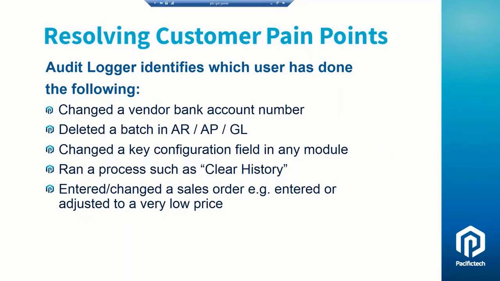since the early 2000s. But what we were hearing from Sage 300 customers is they weren't able to determine if someone changed a bank account number on a vendor, or if someone deleted a batch in AR or AP or GL, or if someone changed a key configuration field, or someone ran a process such as clear history. With standard Sage 300, they weren't able to see who carried out those tasks. So that's why we developed the Audit Logger module.